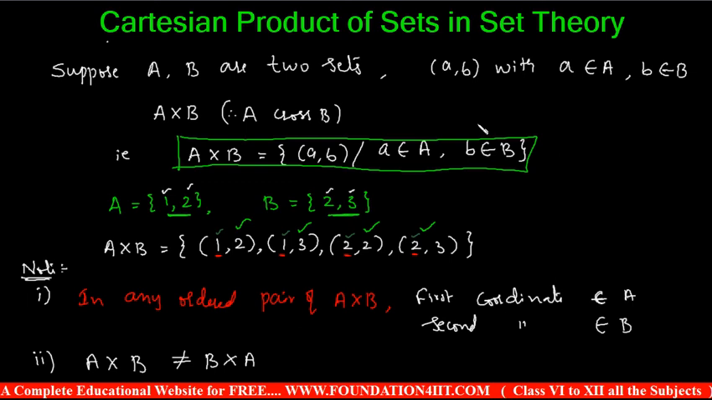Now let us see the problems. I will describe in three different ways: arrow diagram, tree diagram, and graphical representation. So in this Cartesian product, these three representations we'll see now.